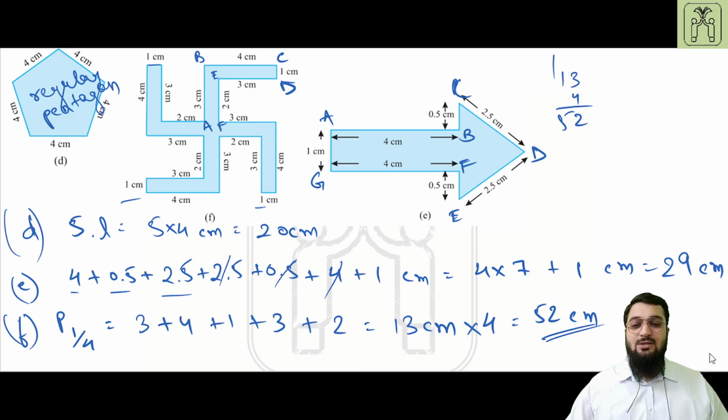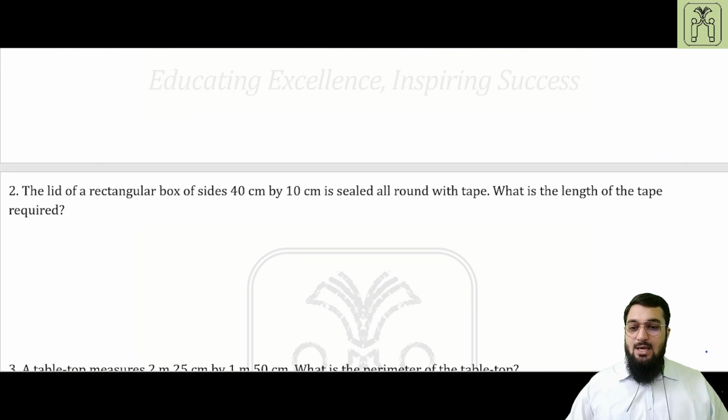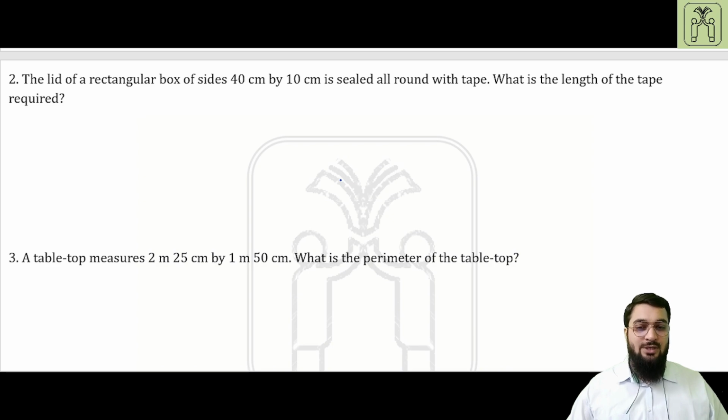Coming to the next question. The lid of a rectangular box of sides 40 centimeter by 10 centimeter is sealed all around with tape. So what is the length of the tape required? So you have to find out the perimeter of the lid of the rectangular box. So that can be found out by the sides 40 centimeter and 10 centimeters.